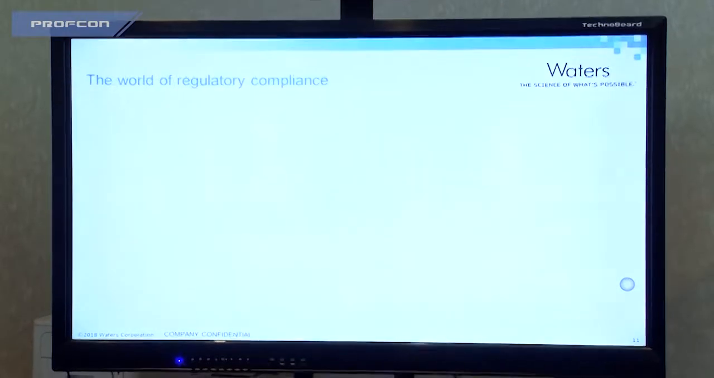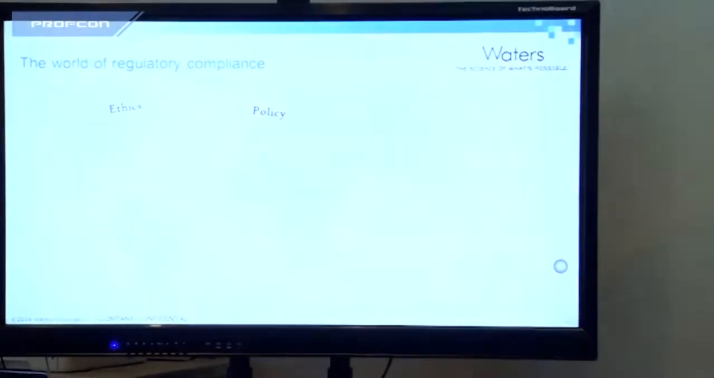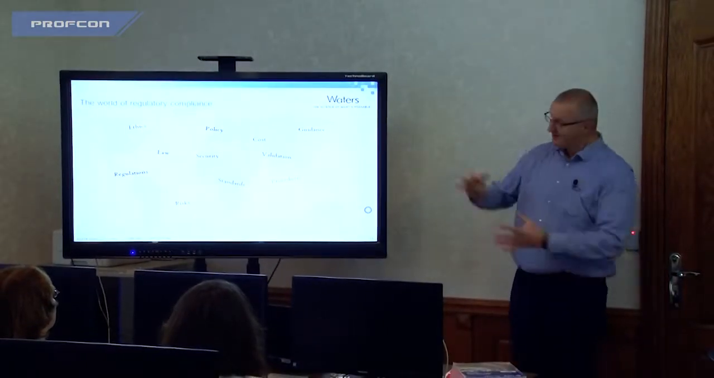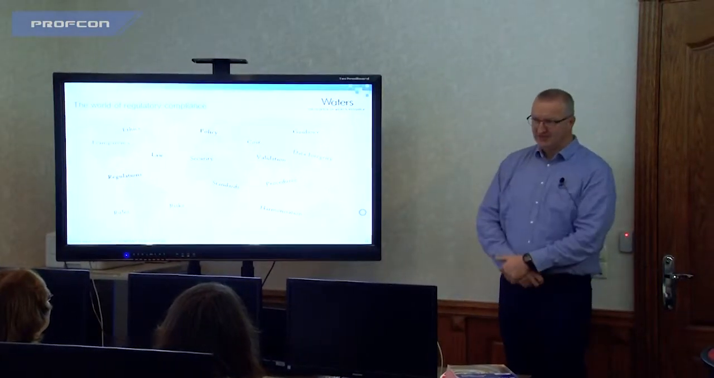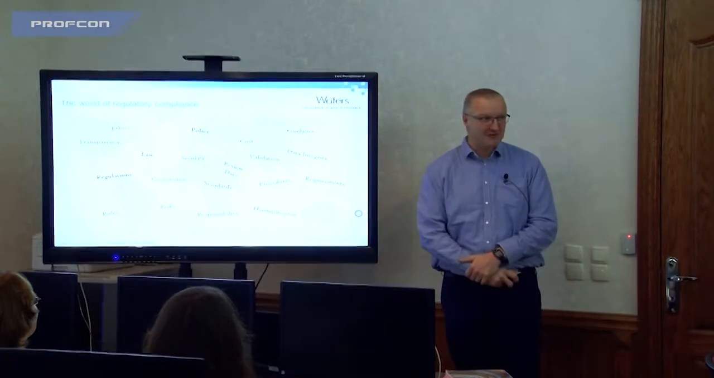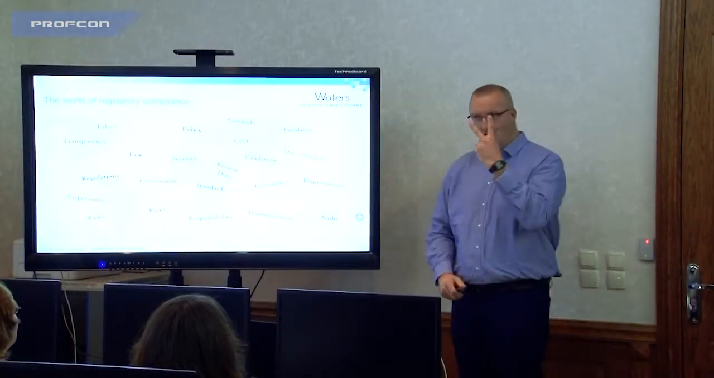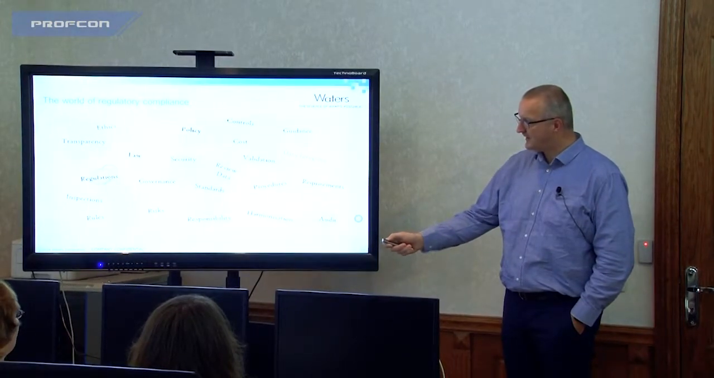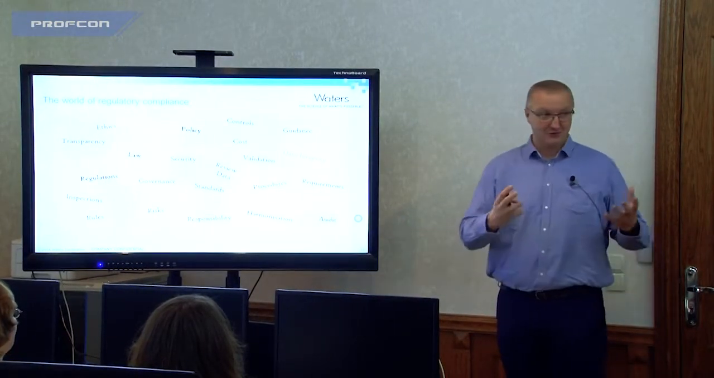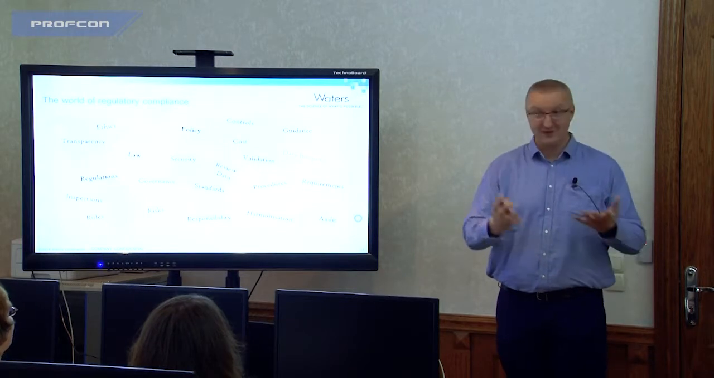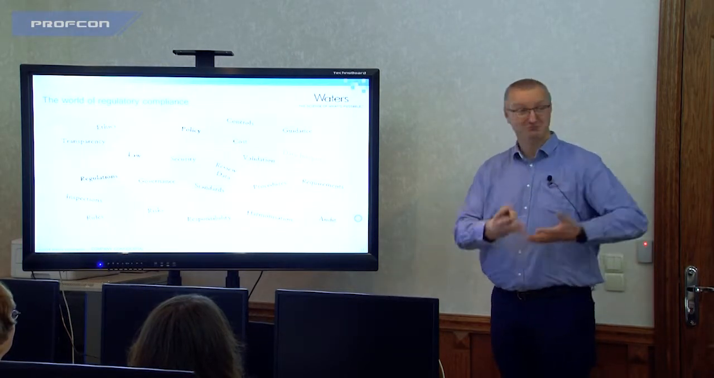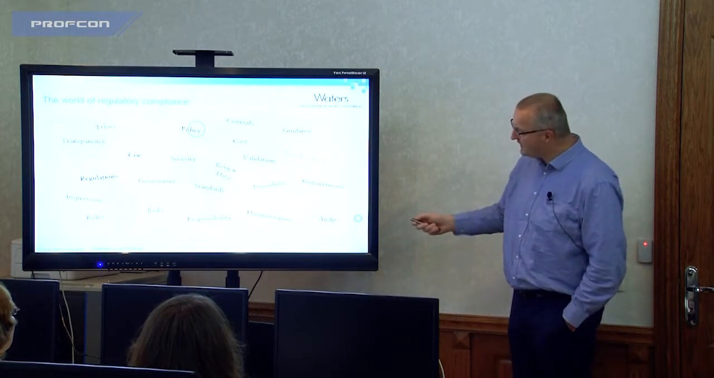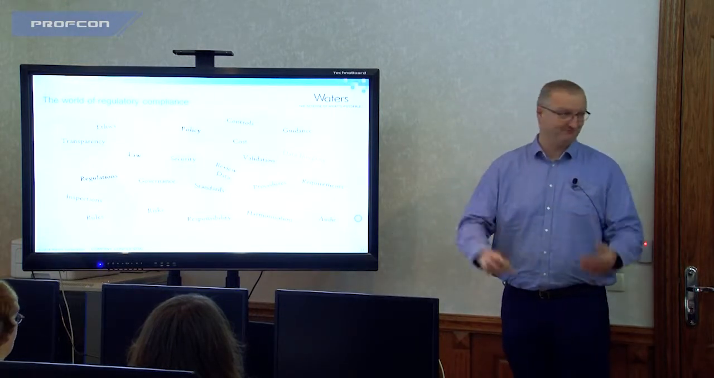Importance, I'll start off there. When you look in the world of regulatory compliance, all these words that we see are part of that. And the two most important are the law and the regulation. Because the law is given and the regulation guides us to that. From there, you as a company create a policy.